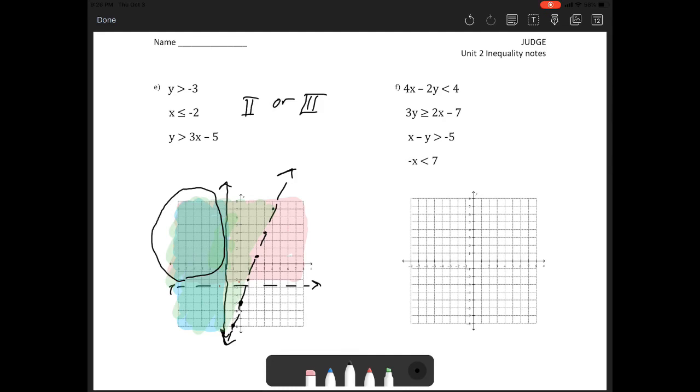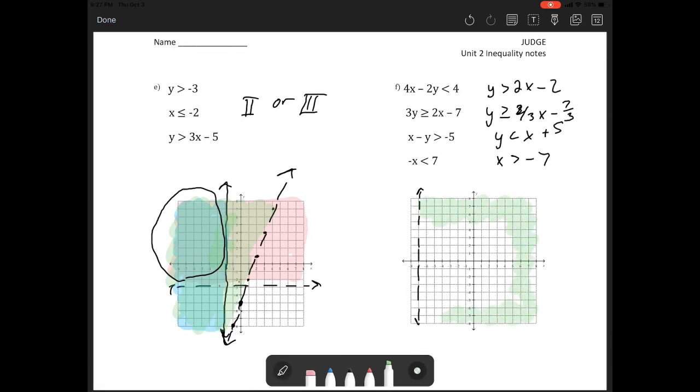So now we're going to do the same thing on F, but we're going to have 4 different equations. So first one I'm going to switch to, it's going to end up being y greater than 2x minus 2, y greater than or equal to 2/3 x minus 7/3, and then y less than x plus 5, and then x greater than -7. So I'm going to start with my x just because it's on the bottom and it's easy. So I go -7, it's going to be a dotted line, and then it's everything greater than it. So I'm going to make that green, just everything over here.